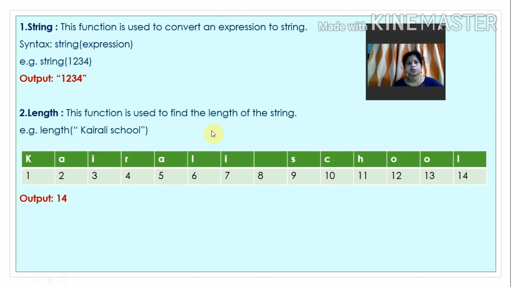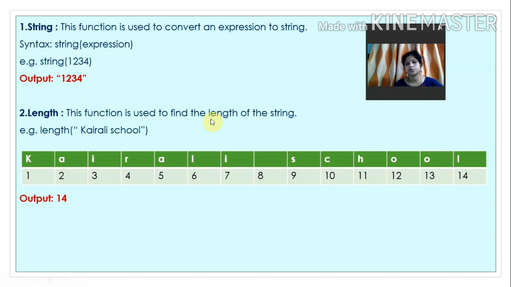So let us see the use of the string function. This function is used to convert an expression to a string. That means if you want to convert a numeric to a string, you have to use the string function. If you write the string 1, 2, 3, 4, then it will not be 1234 as a number; rather it will become a string on which you cannot perform any arithmetical calculations. Clear?